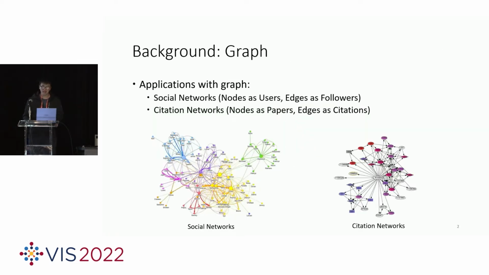Graph neural networks can be used in various kinds of applications with graphs. For example, in social networks, nodes represent users and edges represent followers. According to the social networks, graph neural networks can be used in the classification of user types. In citation networks, nodes represent papers and edges represent citations. According to the citation networks, graph neural networks can be used in the classification of paper types.